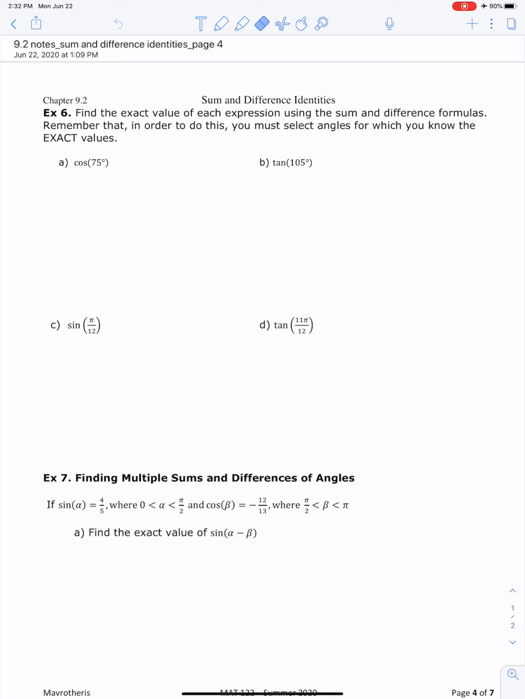Okay, these are the 9.2 notes, sum and difference identities, page 4. Now, A, cosine of 75. We've looked at this a couple of times. You use the calculator on page 1, on page 2. We did this as a sum. We wrote this as cosine of 45 degrees plus 30 degrees.